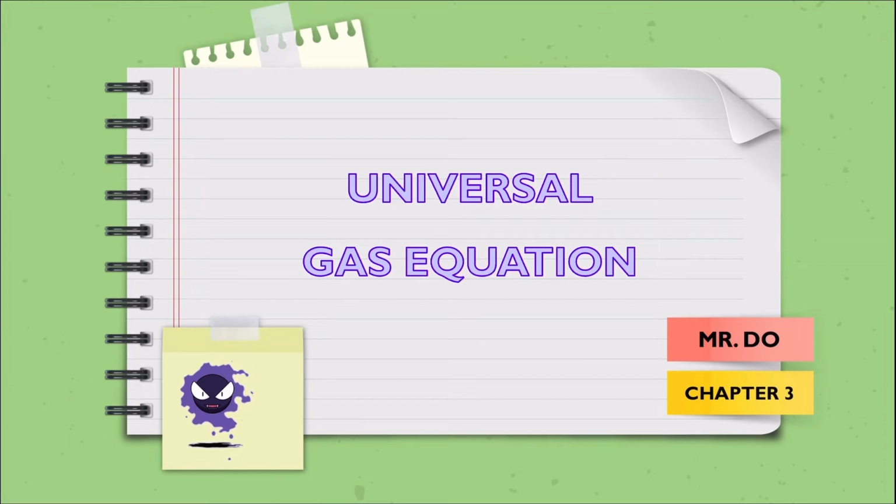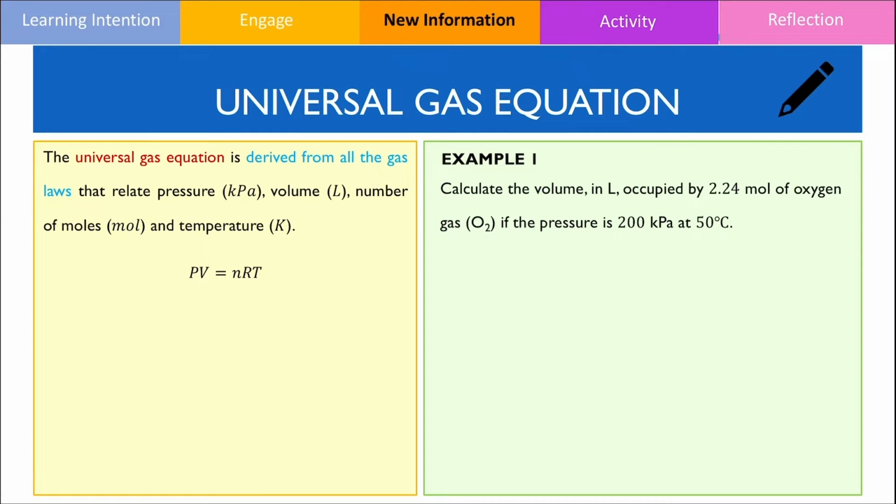Hello class, in this video we will learn about the universal gas equation and how to apply it when performing calculations. The universal gas equation was derived by combining all of the gas laws and is formulated as PV equals nRT. In this equation, P refers to pressure, which must be expressed in kilopascals, V is the volume of the ideal gas, which needs to be measured in liters, n represents the number of moles, R is a universal gas constant, and T is temperature, which must be measured in Kelvin.